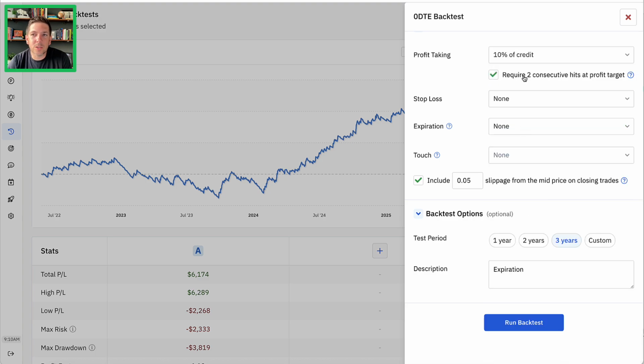And I always do require 2 consecutive hits at the profit target. Essentially what that does is it weeds out random moves in the market where maybe for a fraction of a time you had a mid price around the profit target, but it probably wasn't realistic that the trade was going to get filled. So this is a little bit more aggressive to do it this way, but I think it's a little bit more realistic. It tries to get to those more realistic profit targets that you would eventually see.